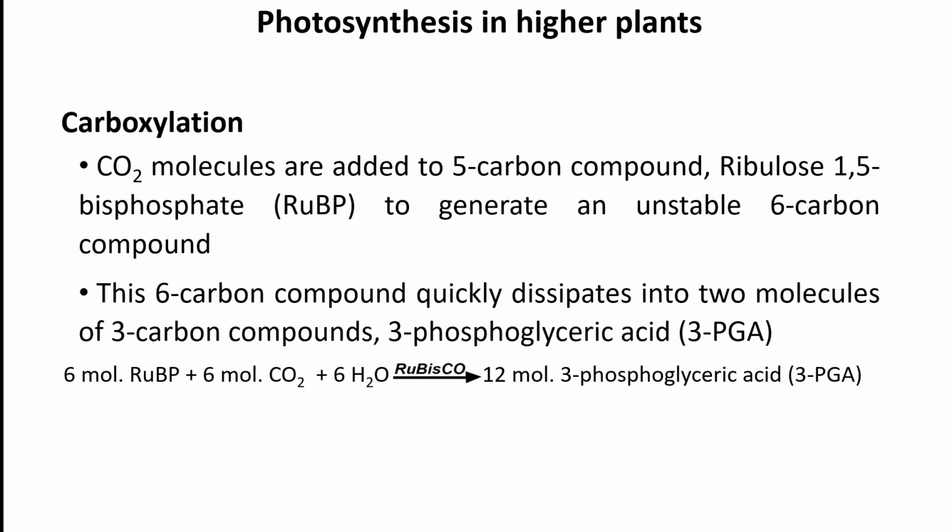Now let's start with the first phase known as the carboxylation phase. So in carboxylation phase, what happens? The carbon dioxide molecules combine with a 5-carbon compound known as RuBP to generate an unstable 6-carbon compound. Okay, so initially a 6-carbon compound is produced that is quite unstable. So what happens?